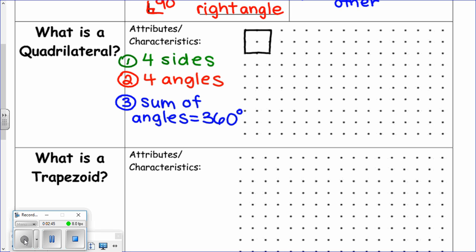It has 4 sides, so that means it's a quadrilateral. I could also draw a rectangle. I know a rectangle has 4 sides, so that's an example of a quadrilateral. I could also draw just a random 4-sided figure that doesn't have any attributes in common, really.